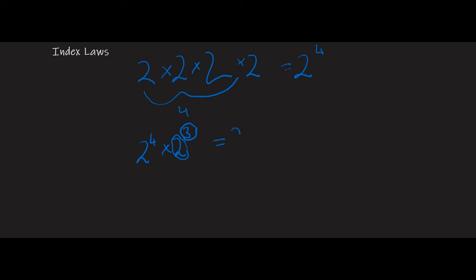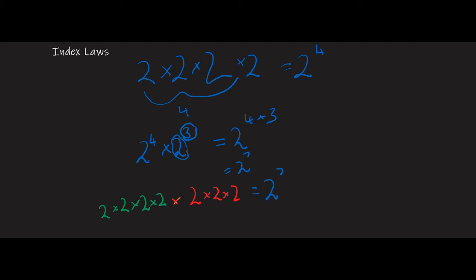Alright, so this is equal to 2 to the power of 4 plus 3, which is 2 to the power of 7. Now why this works is because if we expand this out, we get 2 times 2 times 2 times 2, so that's the 2 to the 4, multiplied by 2 times 2 times 2, which is the 2 cubed. Alright, now that is just 7 2's that we're multiplying together. So that would then be 2 to the power of 7.